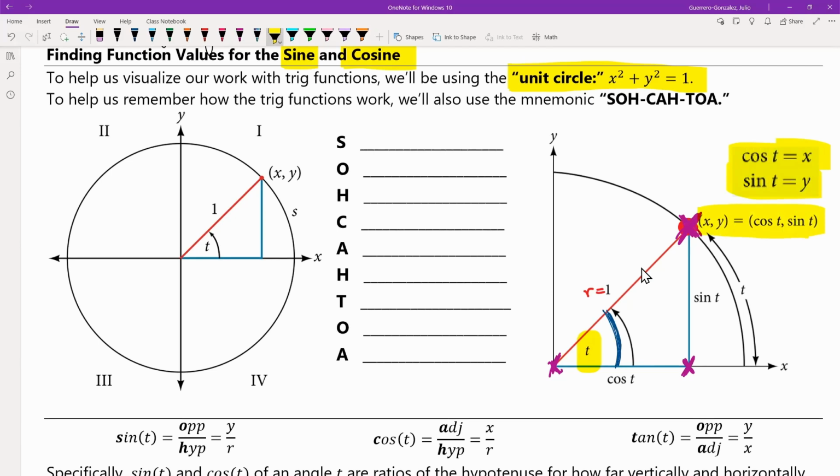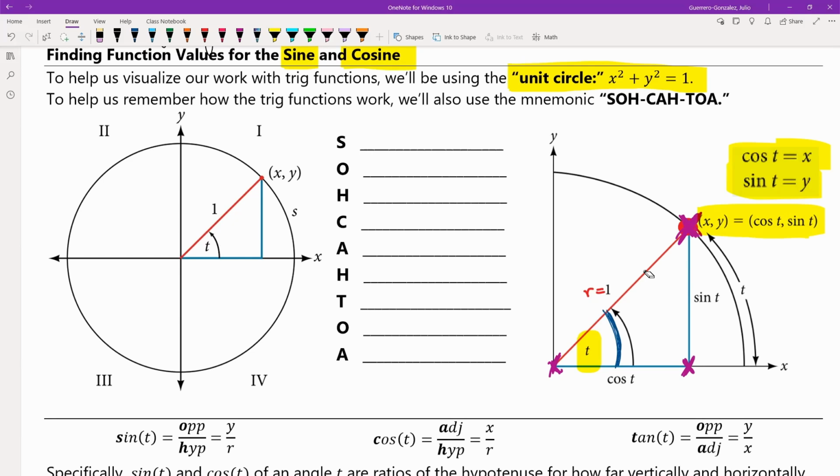So if you want to get to a point x, y, right here, it's got an x and a y value. The other way you can do it is go around a circle of radius 1 by an angle t, whatever that angle is, and it'll hit the same spot. The cosine of t is going to be that x measurement, and the y measurement is going to be sine of t. That's a nice basis.